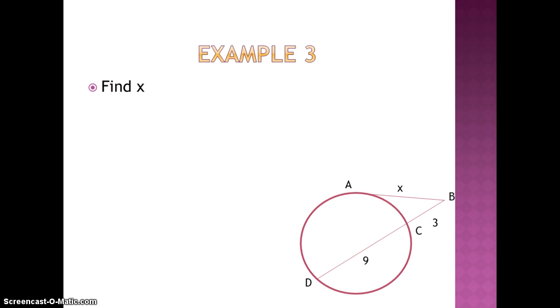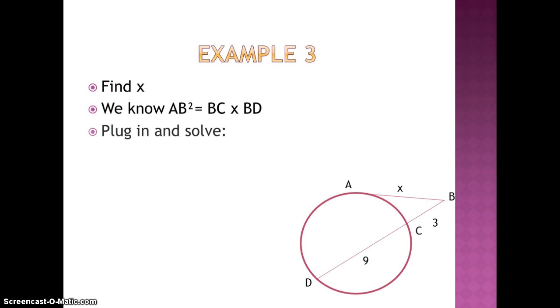Example 3, we're going to find X. So we know that AB squared equals BC times BD. Now we plug in and solve. So we have X squared equals 3 times the whole length, so we have 3 plus 9. X squared equals 3 times 12, and X squared equals 36. We have to take the square root of both sides to get X equals 6.